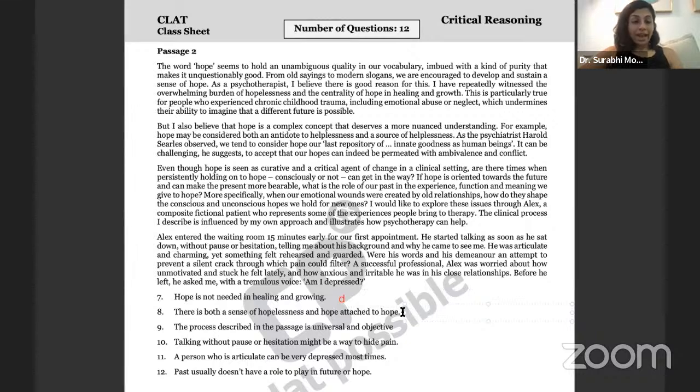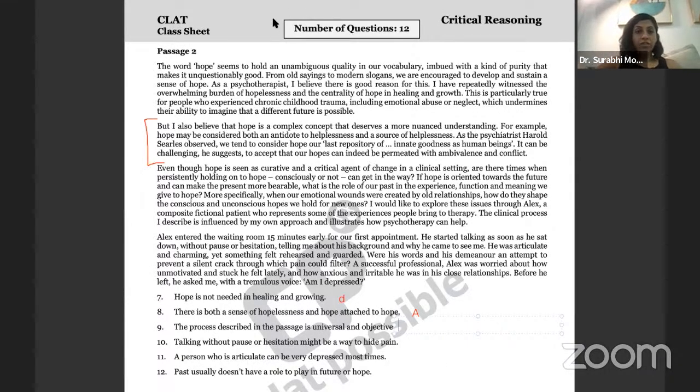What about 8? There is both a sense of hopelessness and hope attached to hope. I think this can be found in the second paragraph of the passage. Right? So what do you think the answer for 8th is now? It is given, directly given from the passage, hence the answer will be A. That's very good. 9th, the process described in the passage is universal and objective.